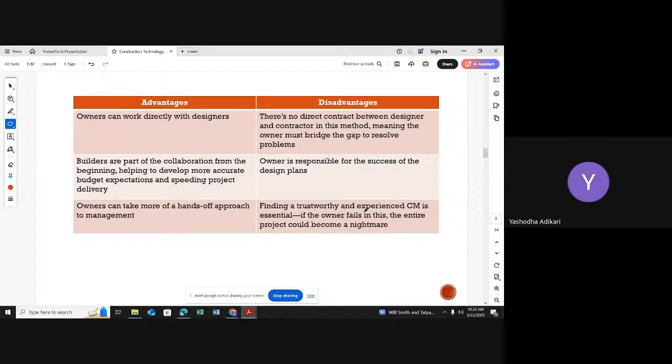So those are some disadvantages because it is not an easy task. So if the owner fails in this, the entire project could become a nightmare. That means, right, if you select a wrong person as the construction manager, it totally affects the project progress because that person is handling the construction part and the design part both.